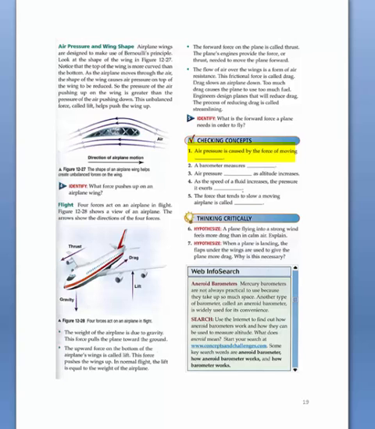Checking concepts. 1. Air pressure is caused by the force of moving blank. 2. A barometer measures blank. 3. Air pressure blank as altitude increases. 4. As the speed of a fluid increases, the pressure it exerts blank. 5. The force that tends to slow a moving airplane is called blank.